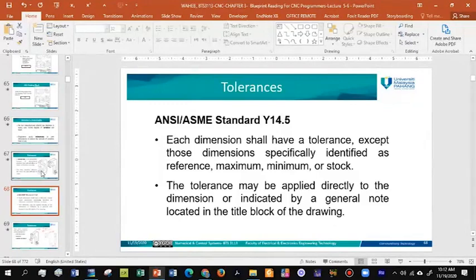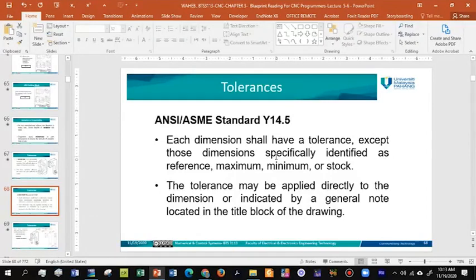According to this standard, each dimension should have a tolerance, except those dimensions which are specifically identified either as a minimum value, a maximum value, or a reference point. So some of the dimensions of the product will be used as a reference. They will be defined as a maximum point or a minimum point. So these should be more strict about their values.